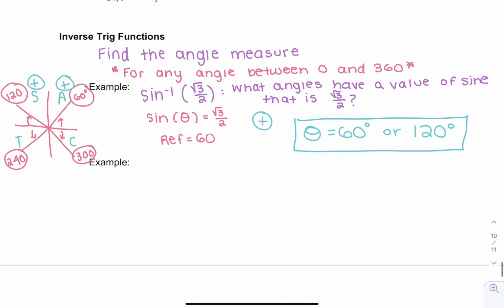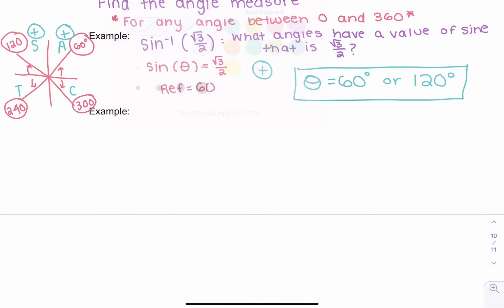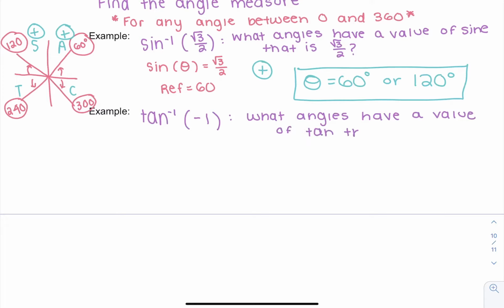Let's try one more. I know this is a lot for the first time. Let's try tan inverse of -1. So this is saying what angles have a value of tan that is -1. The first thing you're going to do is say, I know that means they want a tangent of theta that's equal to -1. I'm going to go to my chart and find out the reference angle. So the reference angle that gives me a tangent of 1 is 45 degrees.